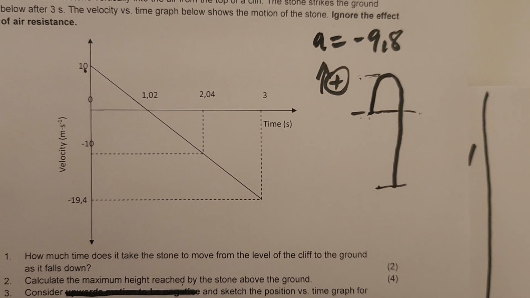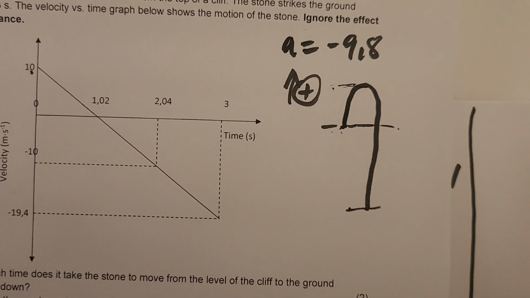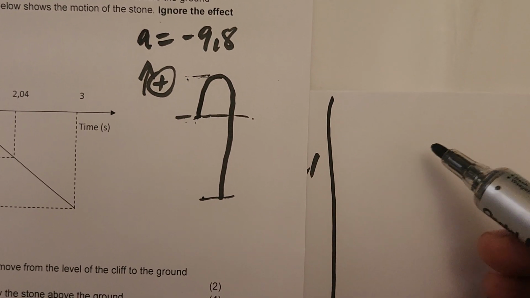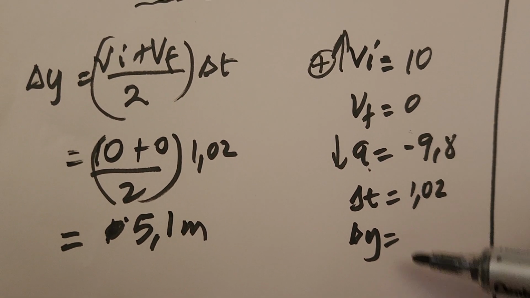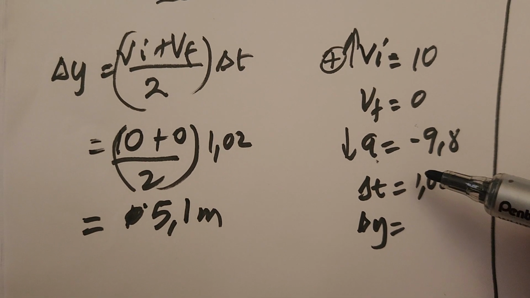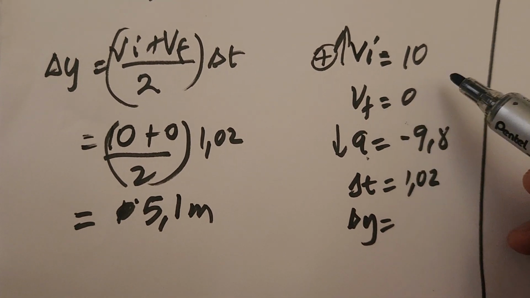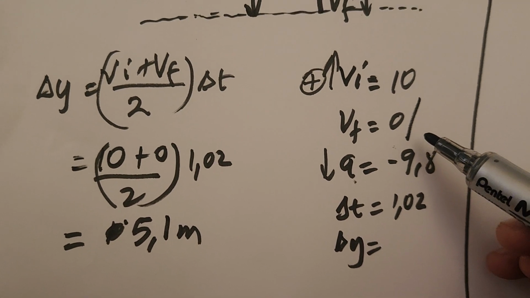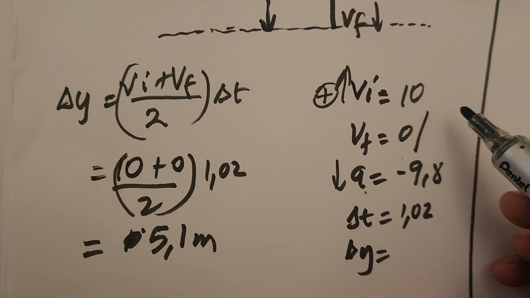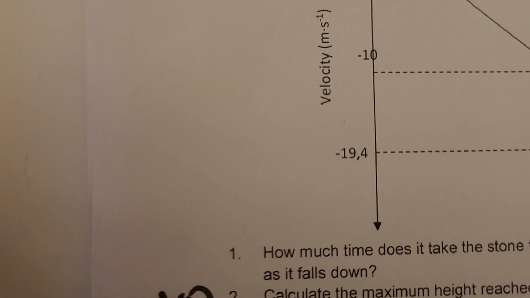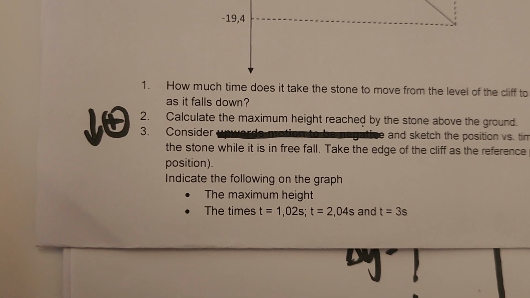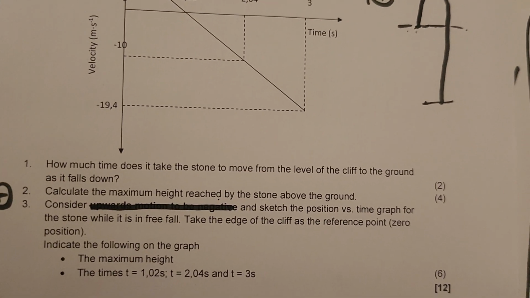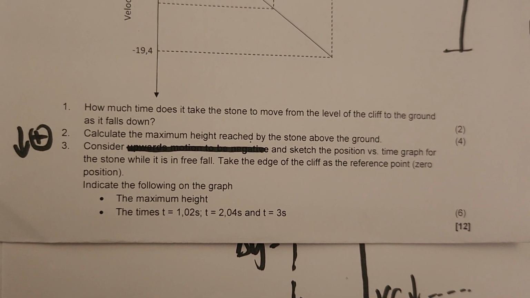Now we want to find also the height of the cliff. If we use the same information here, the final is no longer 0 for the height of the cliff. The final now will be according to the graph here. If you look at the graph, the final is negative 19.4. Now we have to use the negative 19.4 for the final.